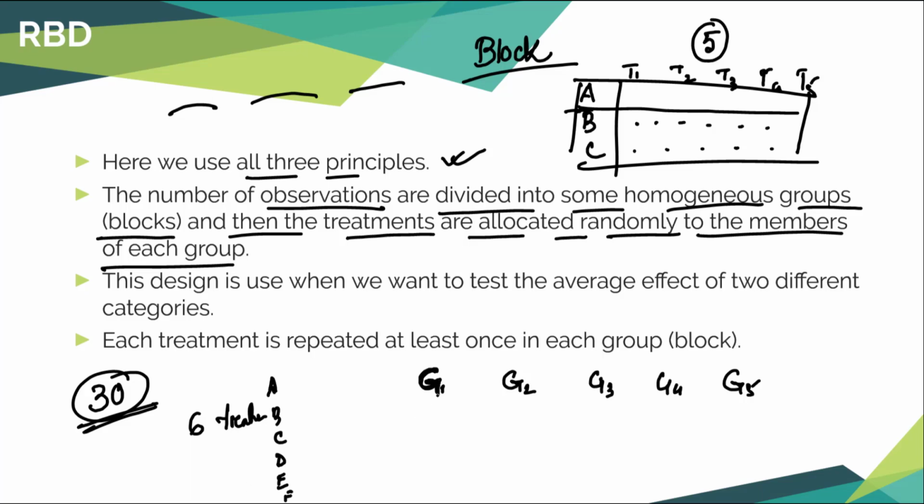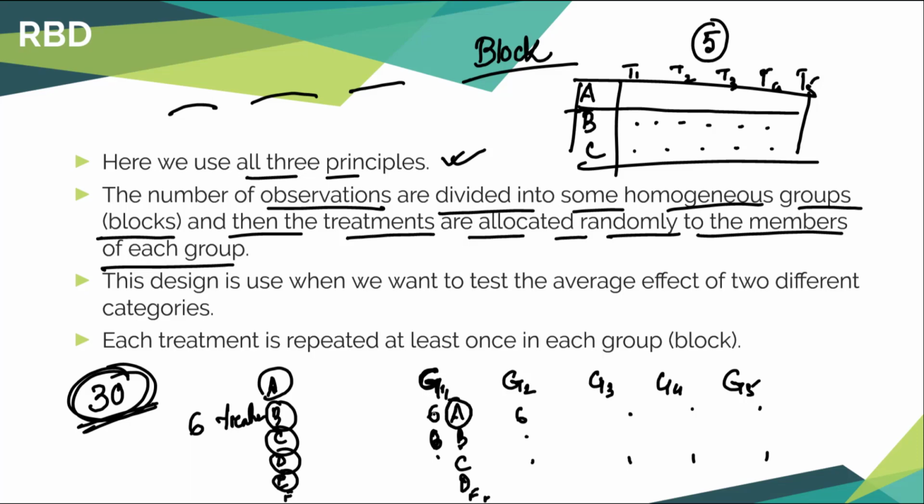So in the group G1, since we have a total of 30 and there are 5 groups, everyone will have 6 members, right? Now all the 6 members will get one treatment each, right? So let's say A, B, C, D, E, F. That means the first member of group 1 received the treatment A, second received B, third received C and so on. You can completely randomize this. That will give you the principle of randomization.